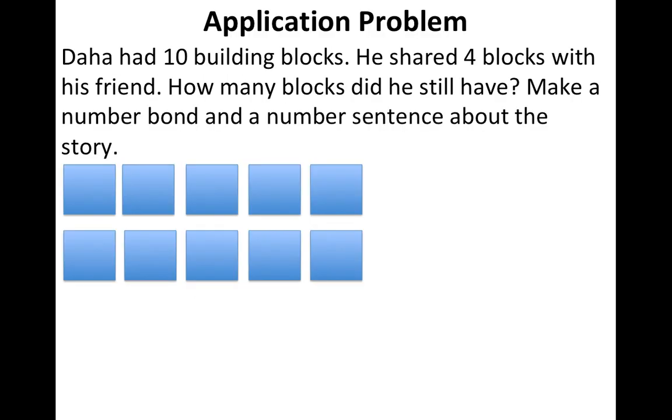So for the application problems, I'm going to read the story twice, and you'll pause the video and do the application problem, and we'll come back together to see if it is correct or not. And if you got the answer wrong, it's okay. Just watch the way I do it, and then I will explain how come you got the answer different, and you can fix it. So the problem goes, Daha had 10 building blocks. He shared 4 blocks with his friends. How many blocks did he still have? Make a number bond and a number sentence about the story.